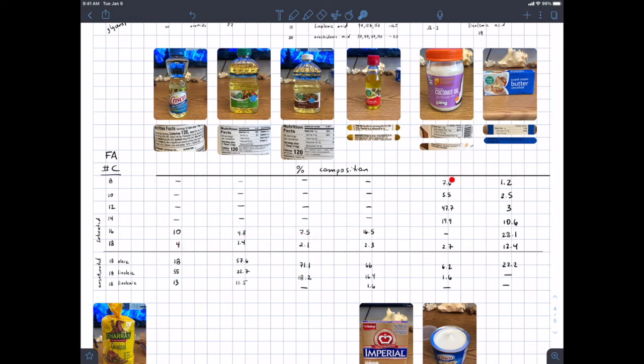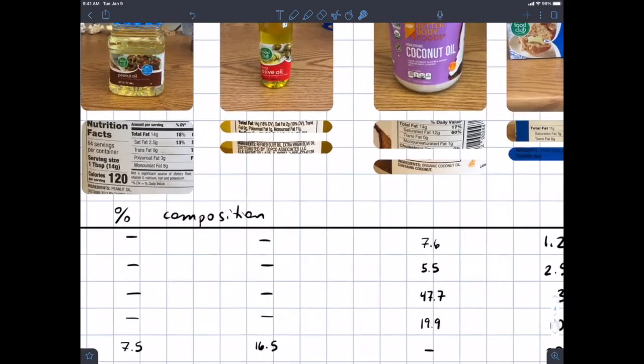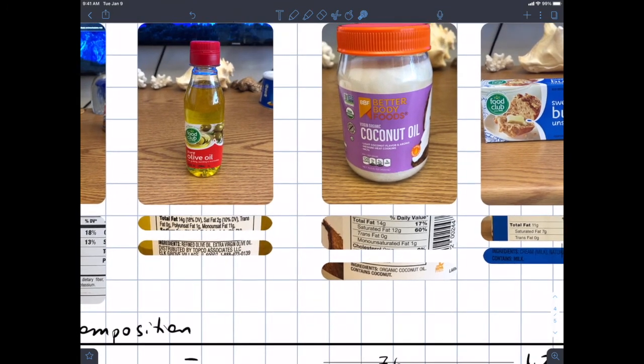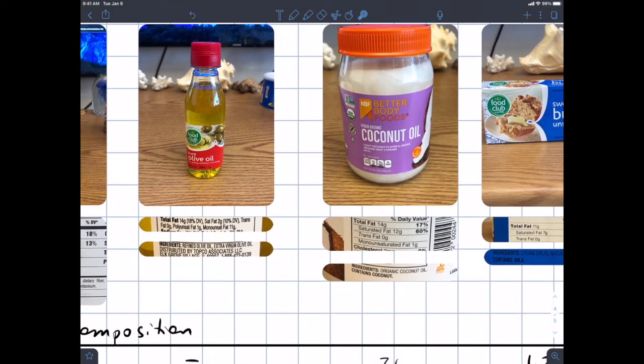In contrast, coconut oil, which is a solid, only has a very small amount of unsaturated fatty acids and a huge amount of saturated fatty acids, in particular the 12 carbon chain. That's reflected in the nutritional label. Just compare coconut oil with olive oil. Both have 14 grams of fat in a serving. Olive oil only has 2 grams of saturated fat, 11 grams of monounsaturated fat, and it's exactly backwards for coconut oil.